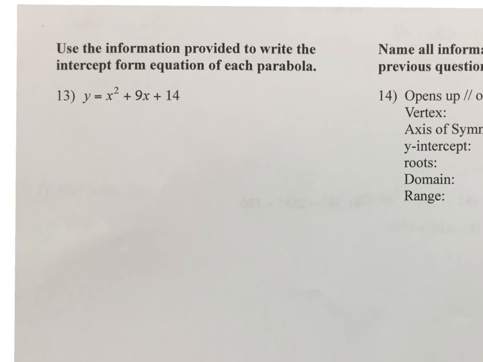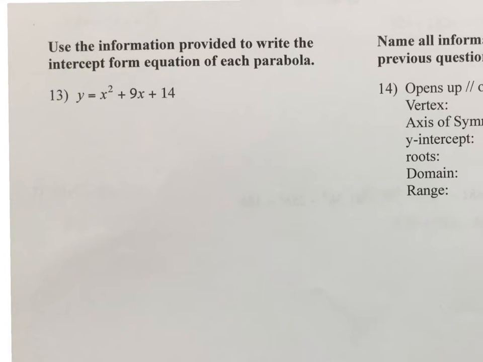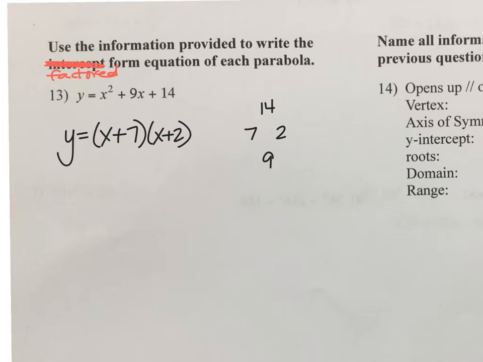All right, question 13. I don't know why they are saying this. This should not say intercept form. That should say factored form. I forgot to change that for you all. So to write in factored form, you all know how to do factors. I need to pick two numbers that multiply to give me 14 and add to give me 9. Those numbers are going to be 7 and 2. So this is going to be y equals x plus 7 and x plus 2. There's really no other mystery there. That is the final answer.